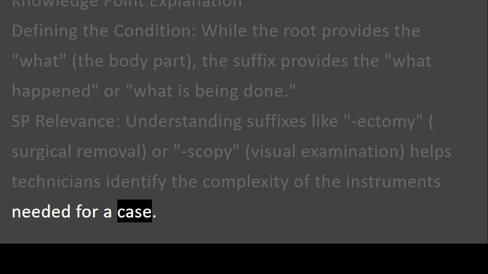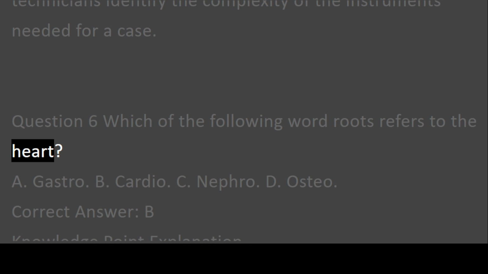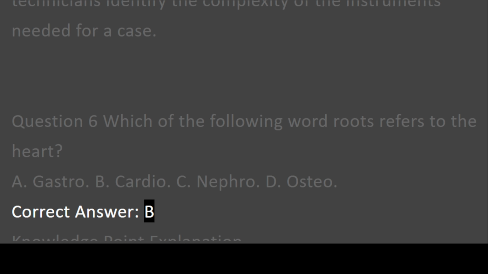Question 6. Which of the following word roots refers to the heart? A. Gastro. B. Cardio. C. Nephro. D. Osteo. Correct answer, B.